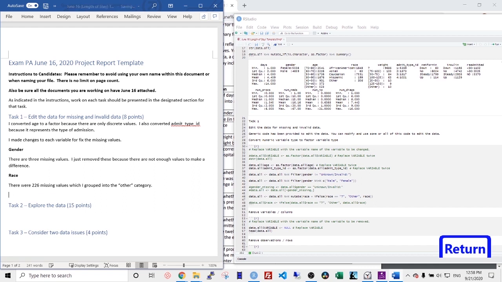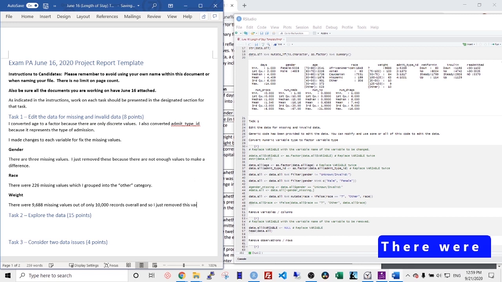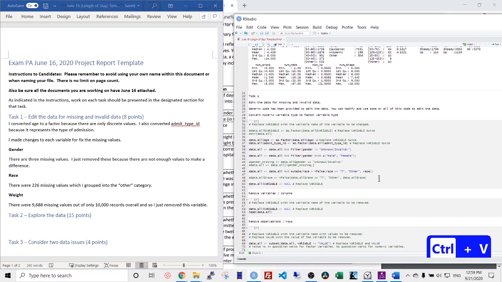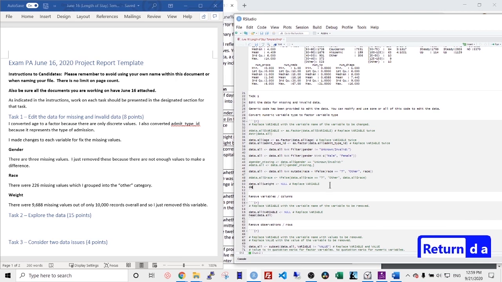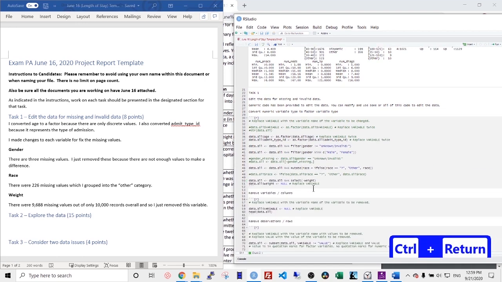Weight has 9,688 missing values. So I will just remove this. So there were 9,600 missing values out of only 10,000 records overall. And so I just removed this variable. The way to do that is just to say variable is equal to null. So data.all weight is equal to null, or if you like to use dplyr, you can say data.all and select minus weight. And I have to say data.all is equal to data.all and then select minus weight.